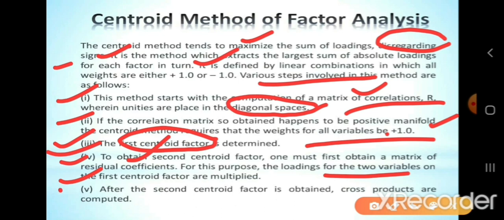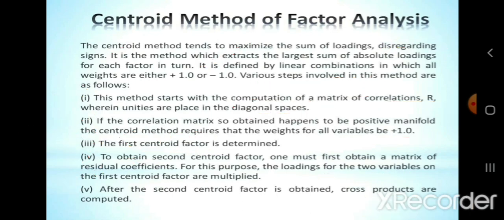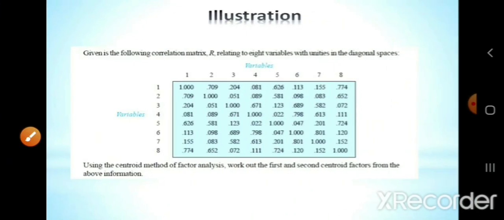Okay, so after the second centroid factor is obtained, we will calculate the eigenvalues, communality, and we'll do rotation of factors also. Okay, next we will see one example.